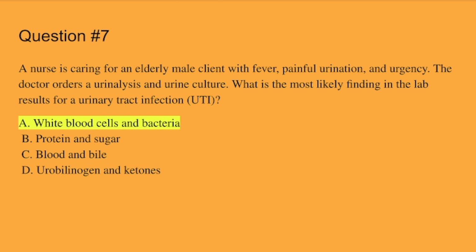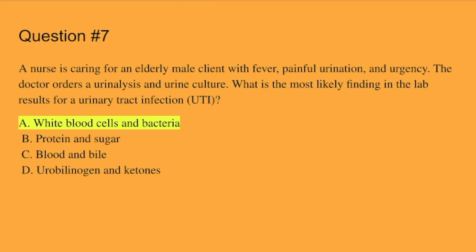The correct answer is A, white blood cells and bacteria. These are clear infection indicators. But let's look at the other answer choices. Protein and sugar. Think diabetes, not a UTI, when you hear protein and sugar.